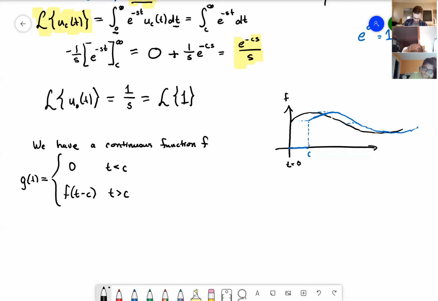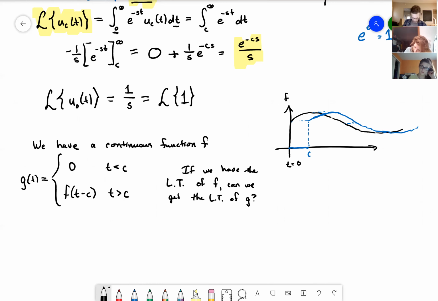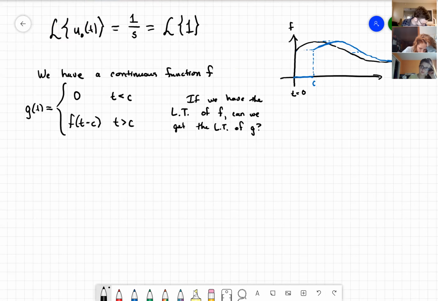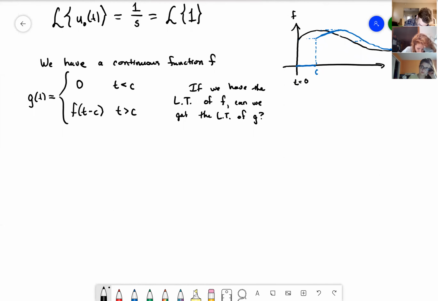Now, let's say we have the Laplace transform, I'm just going to abbreviate, of f. Can we get the Laplace transform of g? And the answer, maybe surprisingly, maybe not surprising, is yes. Well, I probably wouldn't be asking the question if the answer was no. You're wasting your time. But how do we get that out of the integral? Well, let's gather this together as a theorem, and then we'll prove it.